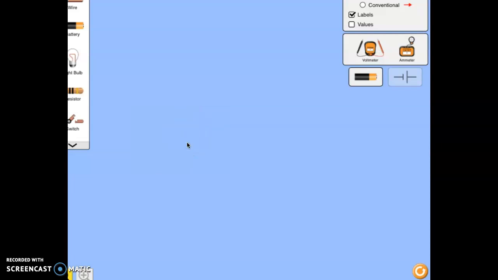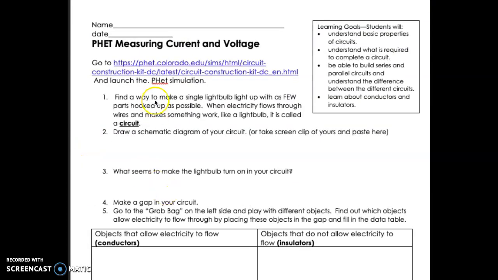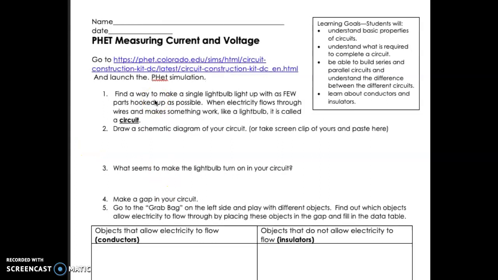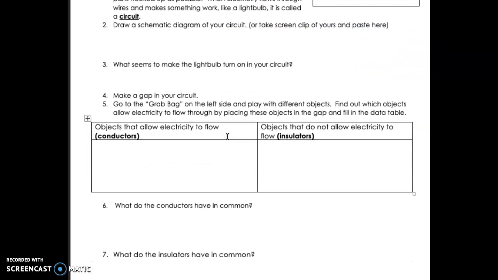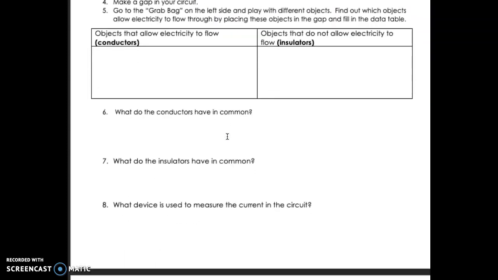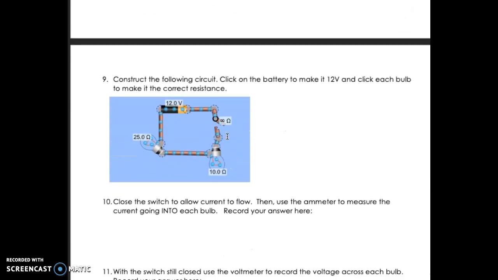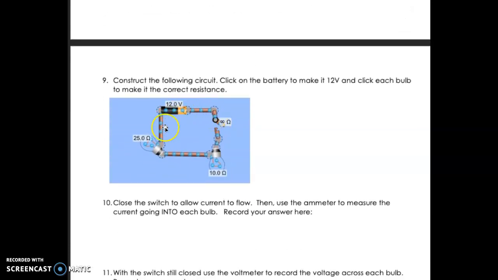Click on Intro. Okay, and then what we're going to do, it says, I've launched the PHET simulation here, and then it says find a way to make a single light bulb light up with as few parts hooked up as possible. When electricity flows through the wires and makes something work like a light bulb, it's called a circuit. And then it's asking you to draw it, or you can take a screenshot and paste it here, and then you're going to go through and read the directions and answer the questions. Okay, even later it's asking you to construct this one.